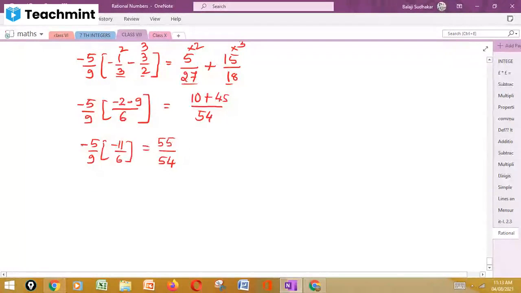And minus into minus is plus. 5 into 11 is 55. Therefore 9 sixes are 54. So 55 by 54. Can we simplify these two? No, sir.